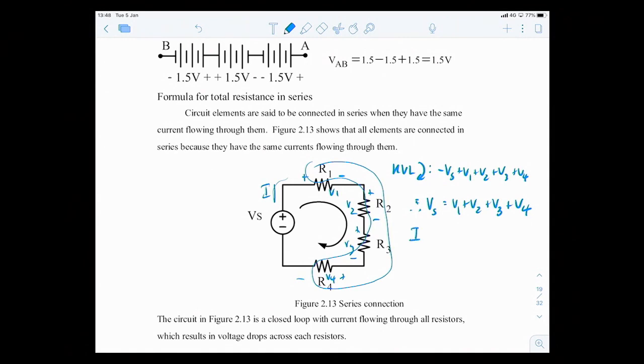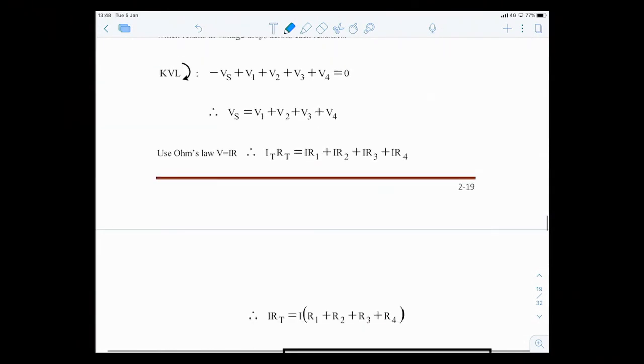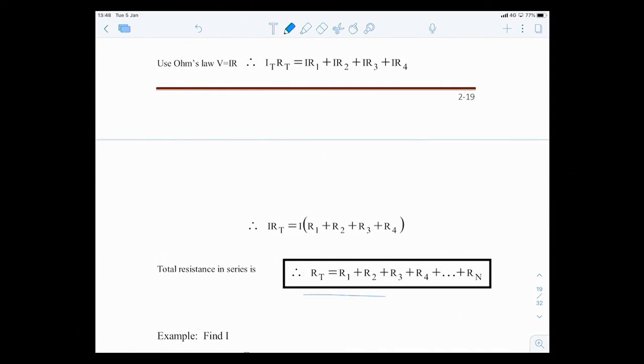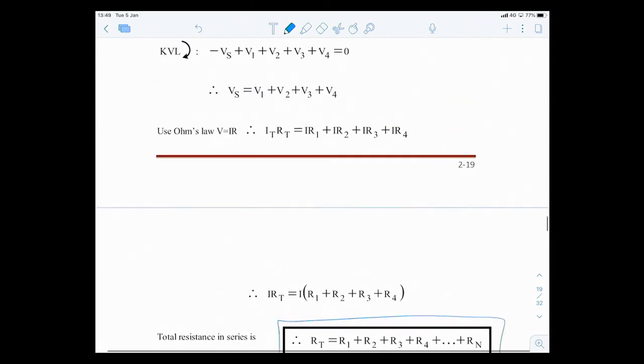So I R total, right? Because Vs here has to provide connected to all the R's in the circuit, equal to V1 would be I times R1 plus I times R2 plus I times R3 plus I times R4, because there's the same current going through them. So since they are the same value, you can strike out the current. So your R total turns out to be R1 plus R2 plus R3 plus R4.